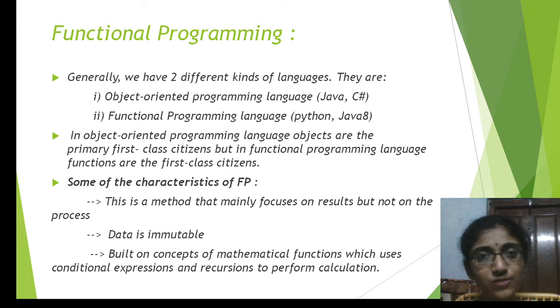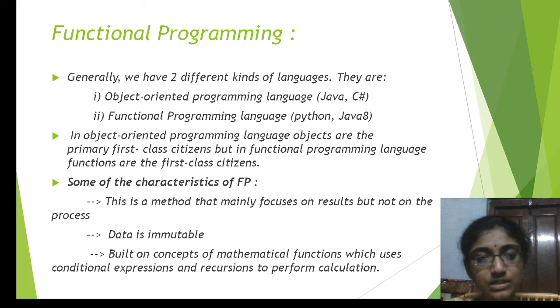So, what is the main difference between object-oriented programming language and functional programming language? In object-oriented programming languages, objects are the first-class citizens, but in functional programming languages, functions are the first-class citizens. Because as the name suggests, in object-oriented programming languages the first priority will be the objects, but not the functions. And in functional programming languages, the first priority will be functions, but not objects.